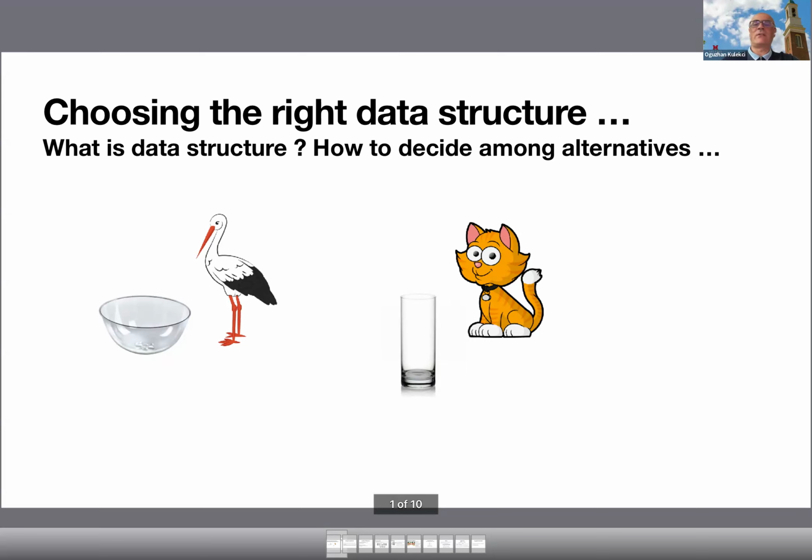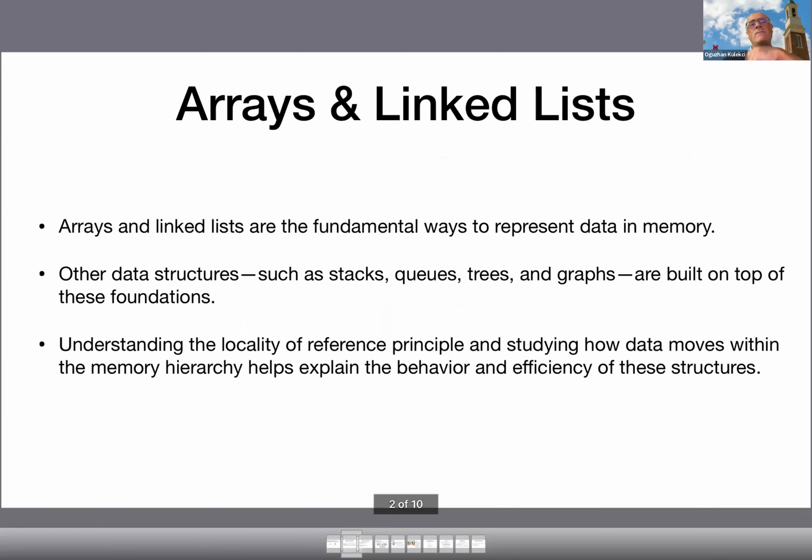Okay, so if this bird is a stork with a long beak, then it would be better to put the water in a glass that is long and narrow. Okay, so that would be better. So moral of the story, if data is water, then data structure is the cup that you put that water in. And the aim of using that cup, the aim of using that data structure, is to help the computations to be run more effectively, more efficiently. Okay, so that is the general data structure definition.